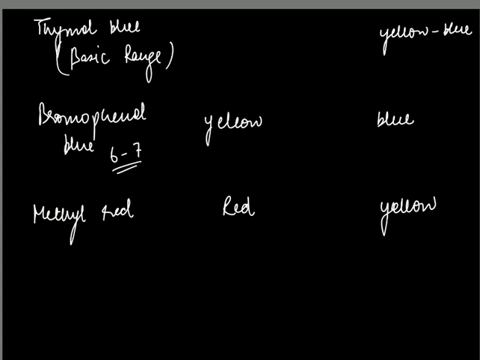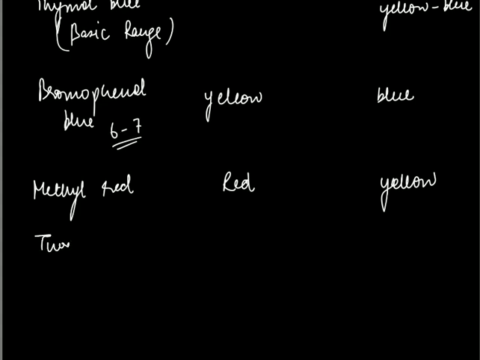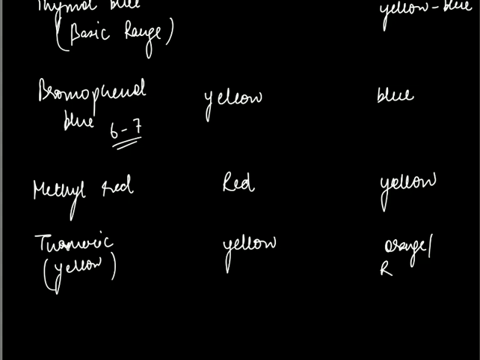So I think this is enough for indicators. And yes, one more we can discuss is turmeric. Turmeric is very much yellow. In acids, it will remain yellow, but in case of bases, it will change into orange, or not orange, let's say reddish brown.